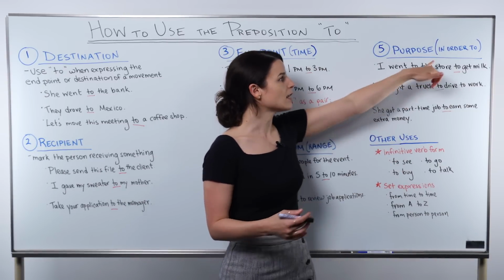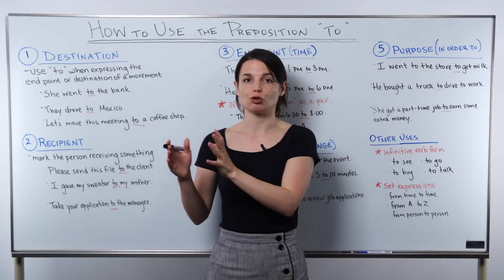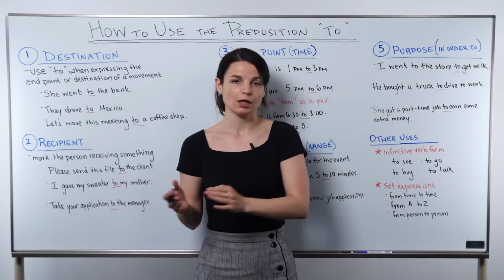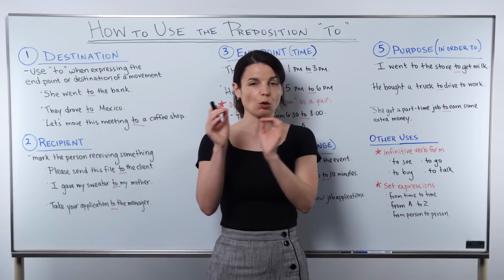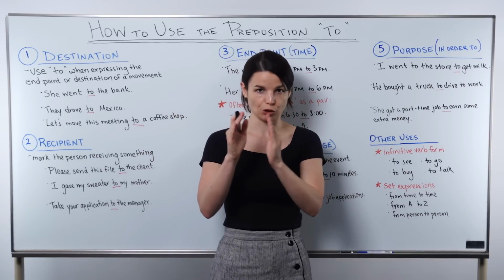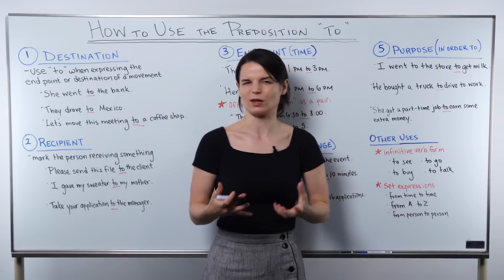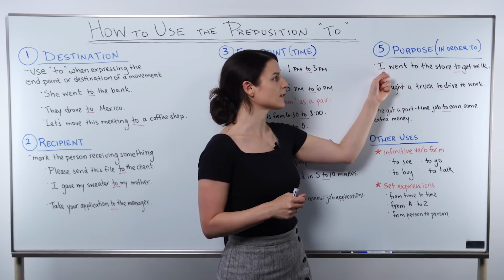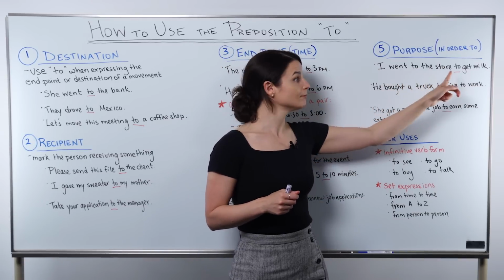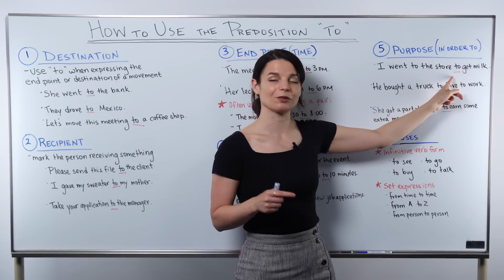It has the meaning of in order to do something. So we often reduce this in order to just to. So let's look at some examples so you can see what this looks like. First, I went to the store to get milk.